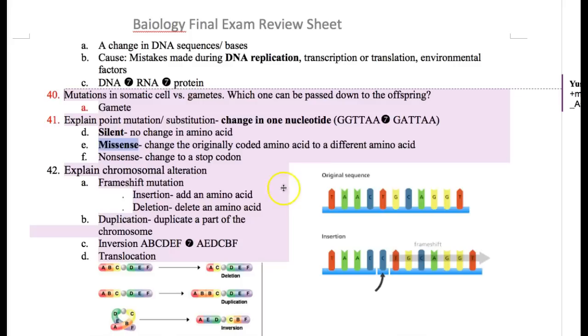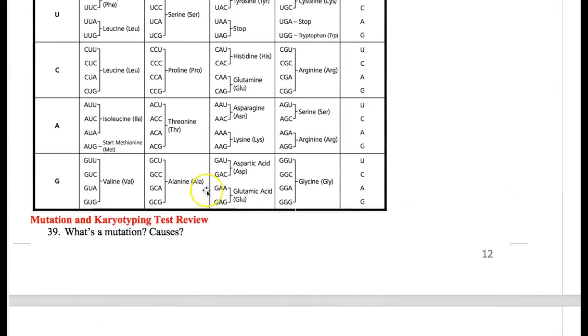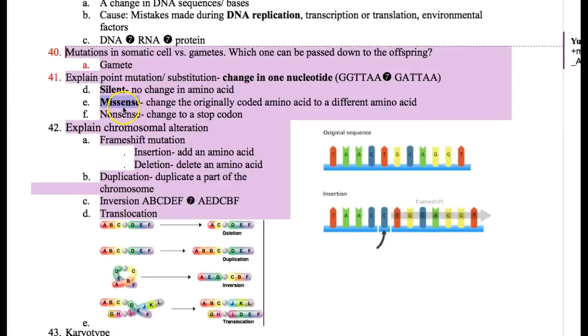Next one is called a missense mutation, where you actually change the original amino acid to a different one. So let's say you're supposed to have an alanine at a certain point, but instead you got a valine. We will call that a missense mutation.